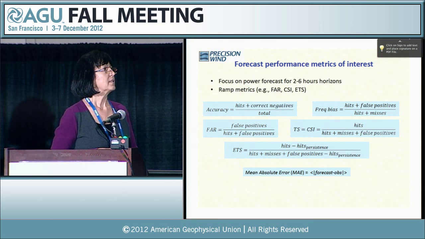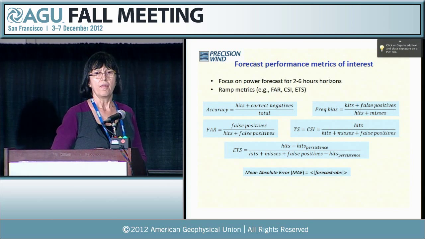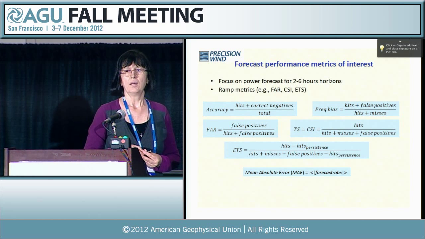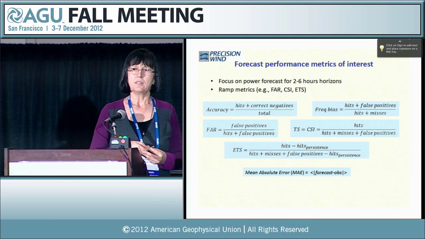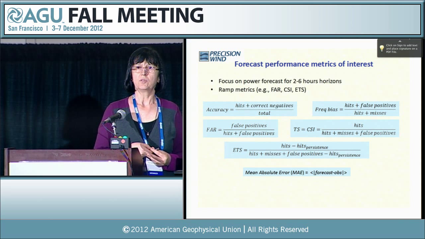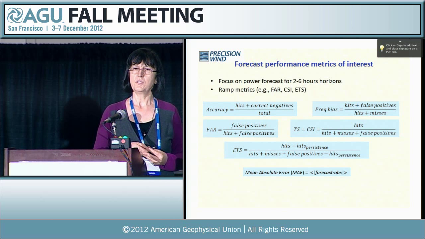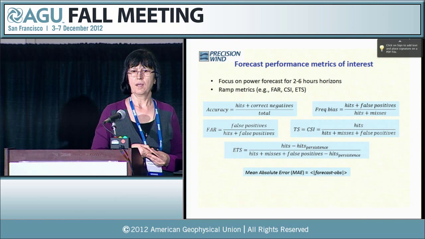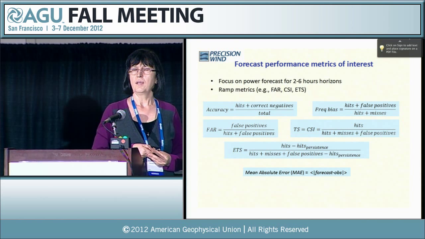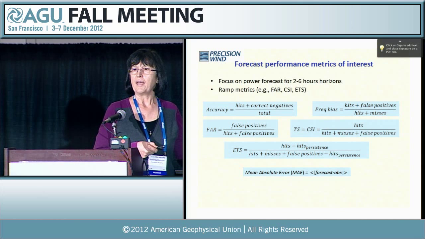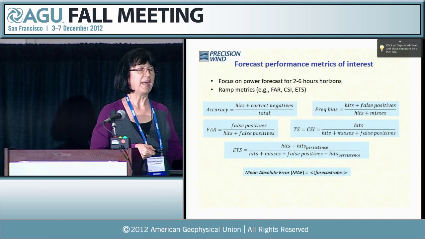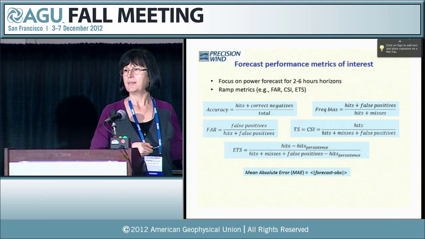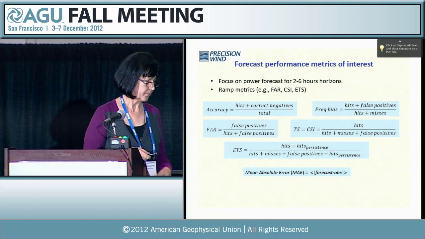The important ones are false alarm ratio, threat score or critical success index, or equitable threat score. Equitable threat score here is defined slightly differently compared to the standard meteorological definition. We actually use hits of persistence forecast as a way to normalize it. Actually, that plays a role like a random chance. Typically, you want to be better in equitable threat score than random chance. Here, we want to be better than persistence.